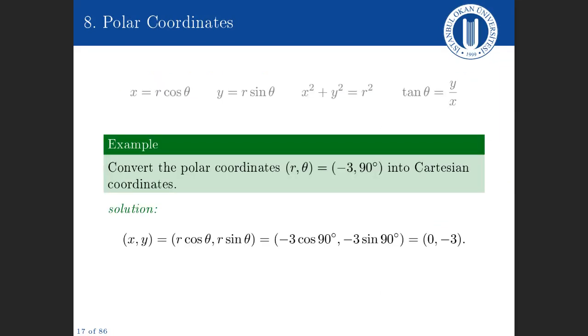So for example, convert the polar coordinates r, theta equal to -3, 90 degrees into Cartesian coordinates. The question tells us r and theta, and it asks us to calculate x and y. So I'm going to start with the formulae. x is r cos theta and y is r sine theta. And then it's just a case of putting the numbers in, -3 cos 90 and -3 sine 90, and then calculating them to get 0, -3.